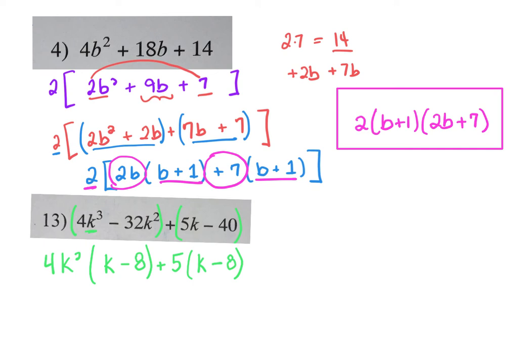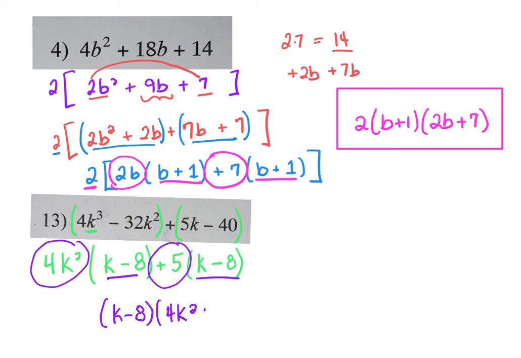And then for this one, I'm actually where I need to be to finalize it. K minus 8 is my group in common. 4k squared plus 5 is my second group. So that would be my final answer for this one.